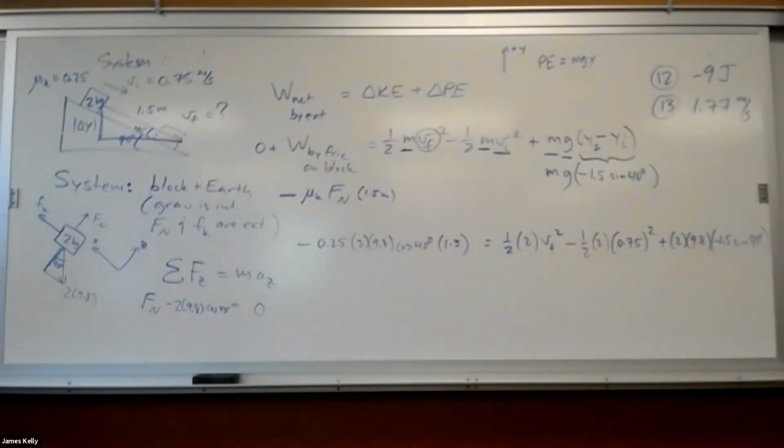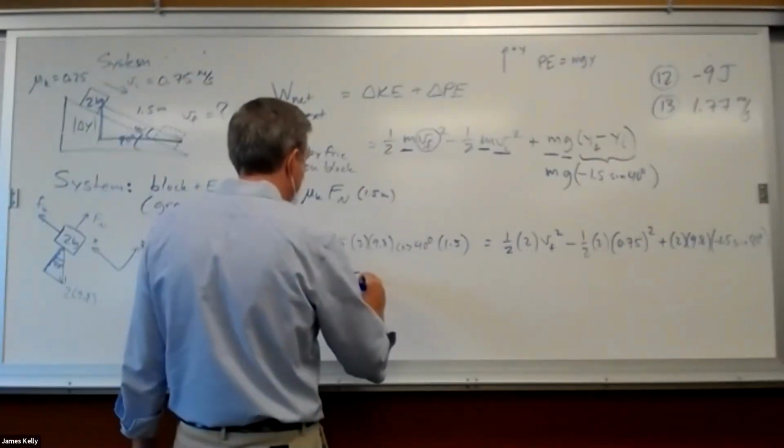It's not my favorite bit of algebra, but it's not so bad. The hardest part was right at the beginning here. And then I've got to solve for v final. And I get, according to my notes here, 3.72 meters per second.